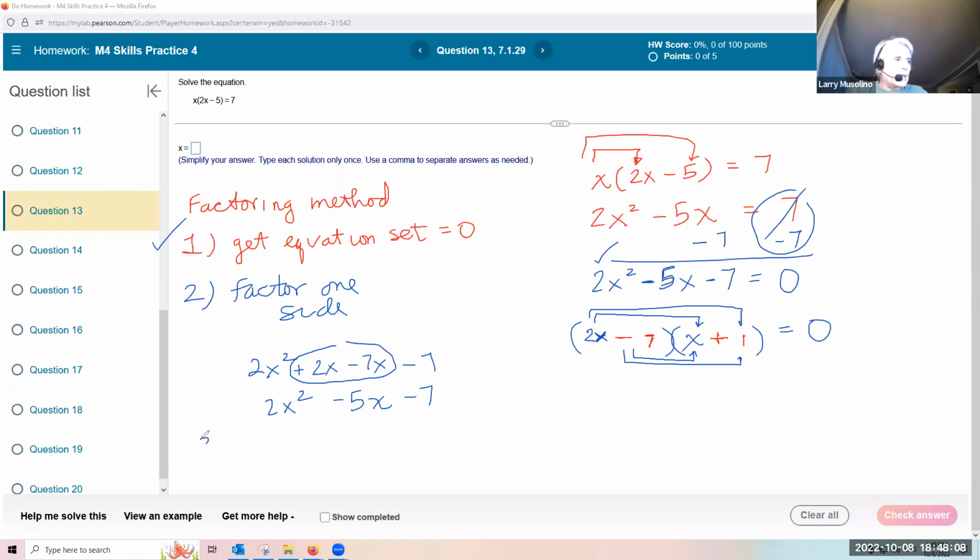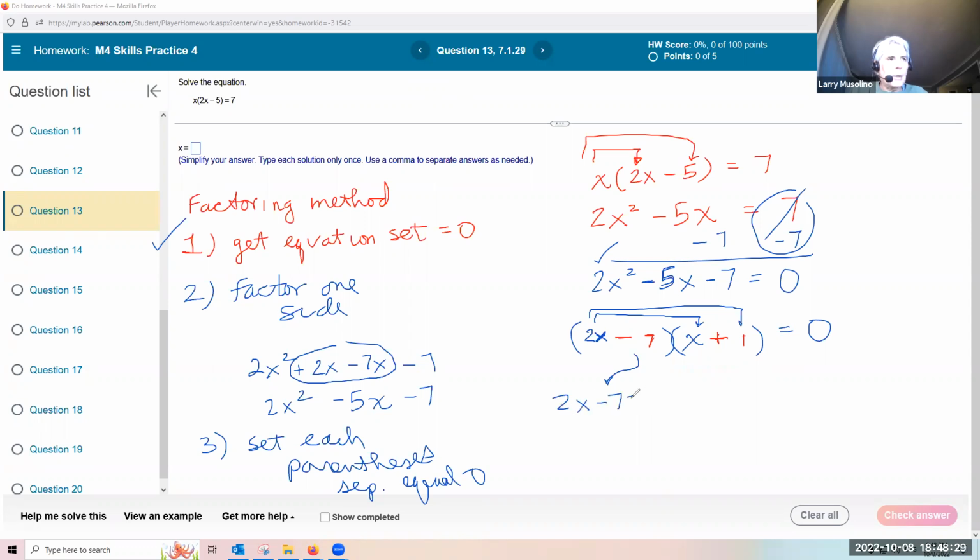I'm ready to go to the last step. Step 3, set each parenthesis separately equal to 0. Let's do it. I'm going to take the first parenthesis and set it equal to 0. So that's going to be 2x minus 7 equals 0. And then we'll take this other parenthesis and set that equal to 0. You can notice we're going to end up with two separate solutions.